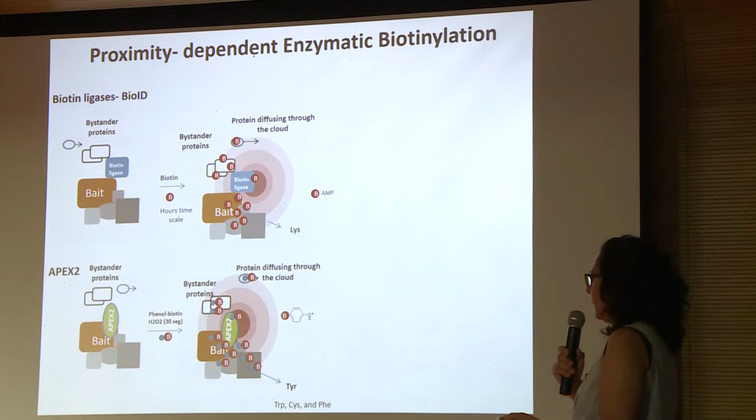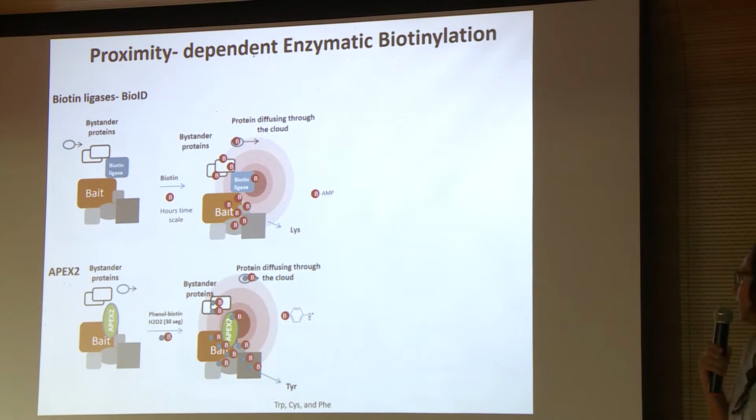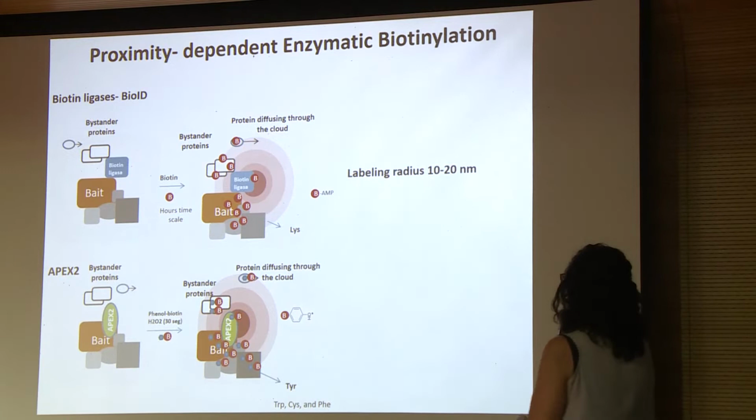So then we have the two main methods: the one based on biotin ligase called BioID, and the one based on ascorbate peroxidase called APEX, and the process afterward is the same. And we have to consider the half-life of these reactive products to calculate or to estimate a labeling radius of the molecules, how far from my bait protein can be labeled.